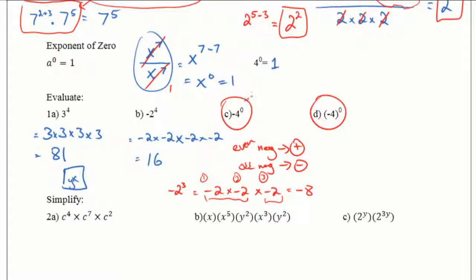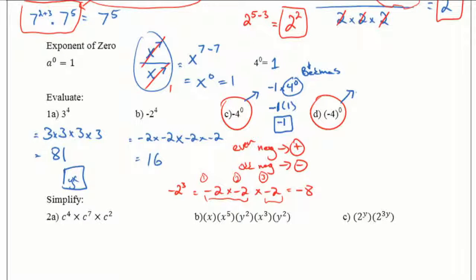I kind of ran out of room here, so I'll just go up top. This really means negative 1 times 4 to the power of 0. Now, if I follow BEDMAS, I'm going to do my brackets, which I have none. Then I'm going to do my exponents, and I have an exponent here. 4 to the power of 0 is just 1. And negative 1 times 1 gives me negative 1.